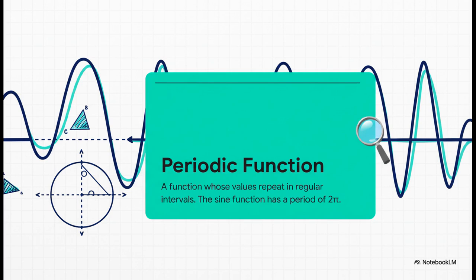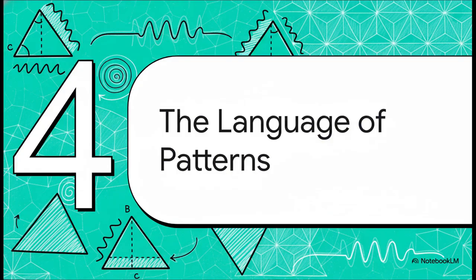Now, this kind of repeating pattern has a fancy name. It's a periodic function, and its period, that's the length it takes to complete one full cycle, is 2π. Wait, 2π, does that ring a bell? It absolutely should. That's the exact circumference of the unit circle. The wave's length is literally the unrolled length of the circle that created it. It's all connected.